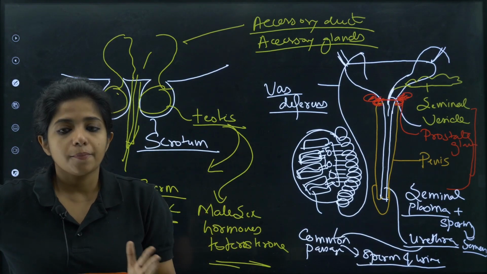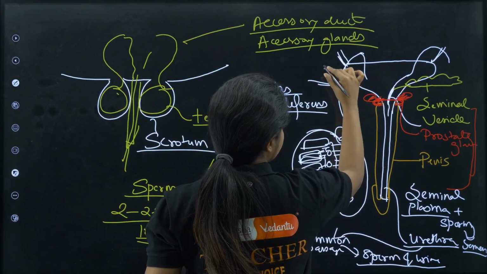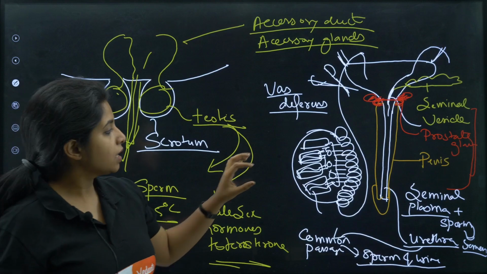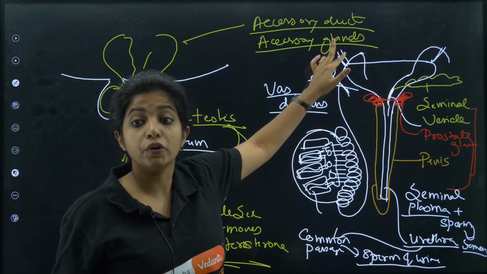a surgical method, where in the case of males, they are going to cut the vas deferens like this and tie it up. The vas deferens is cut and tied up. What's the use of this? The sperms which are formed over here are not going to get transported.